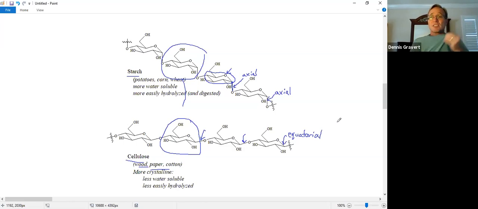You know, chew on your shirt. This is a cotton shirt. That's blood sugar, but I can't break this down because my body doesn't have nature's catalyst enzymes that can break this equatorial bond. You and I have enzymes that can break down the axial bond in starches, however.